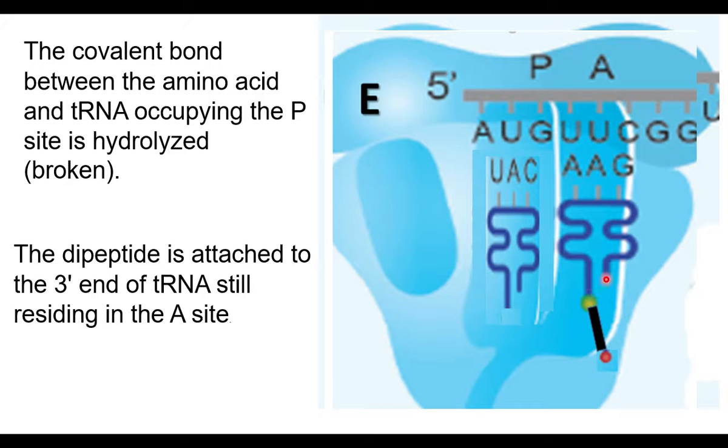Then what is necessary? A third tRNA has to come to the A site. For that, the second tRNA moves to the P site. If the second tRNA has to move to the P site, the uncharged tRNA, which has no amino acid, has to leave the P site. It will leave the P site through the escape E site.